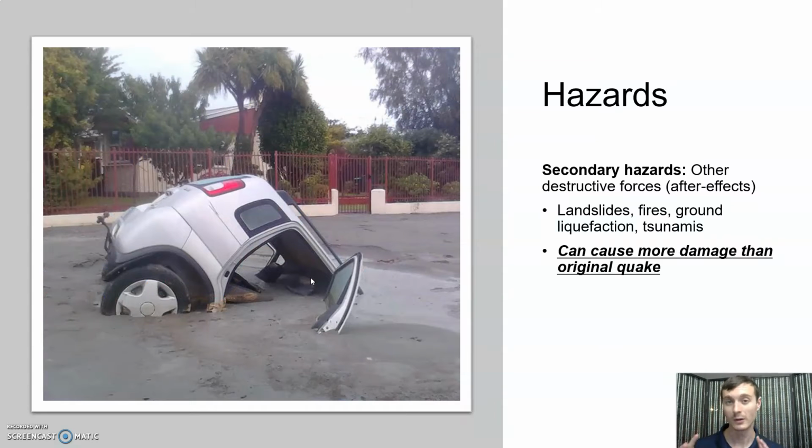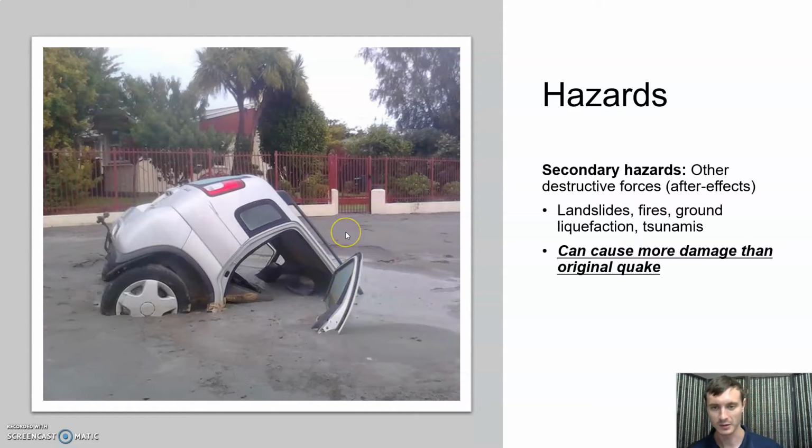What's even worse, usually, than the shaking of the earthquake, though, are all of these secondary hazards. So the earthquake leads to a fire, and then the fire burns down half the city. Or worse, more common, the earthquake leads to a tsunami, and then the tsunami is what damages the entire coastline of a country. Usually these secondary hazards are worse than whatever comes from the shaking itself.